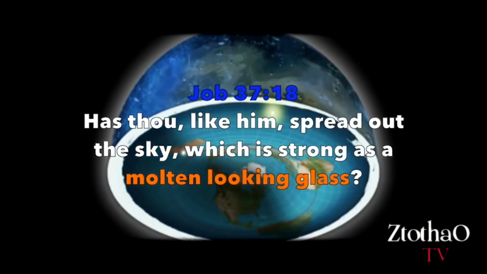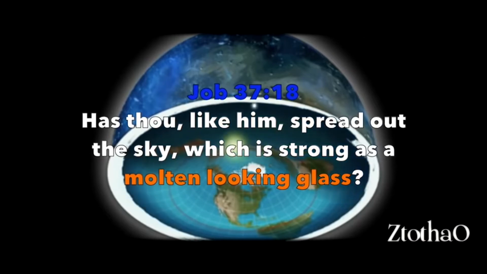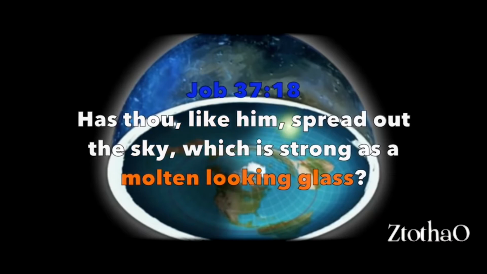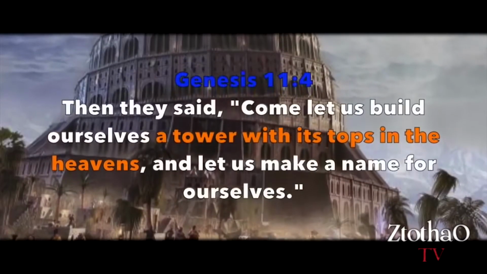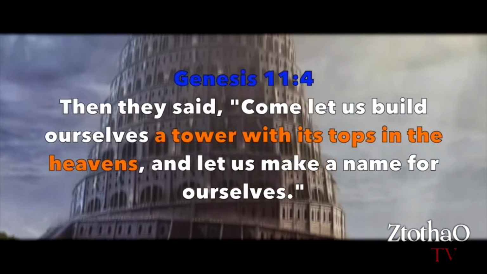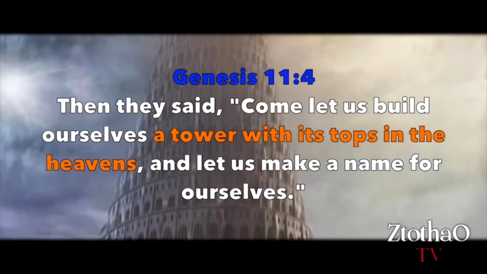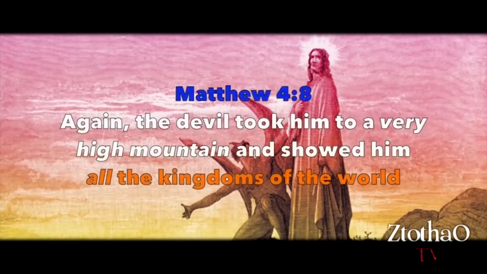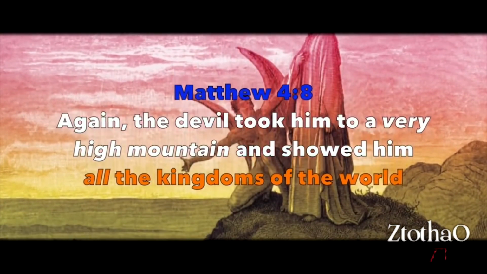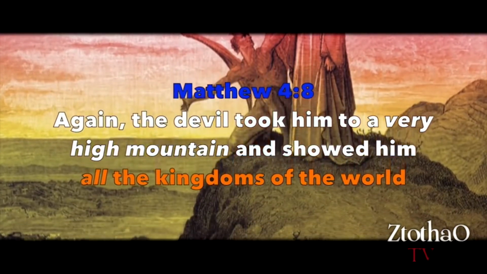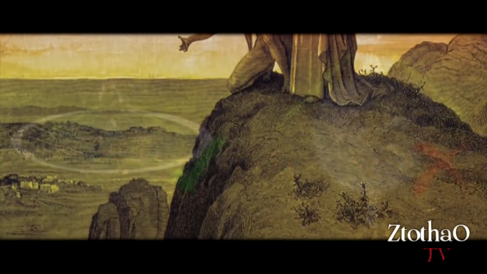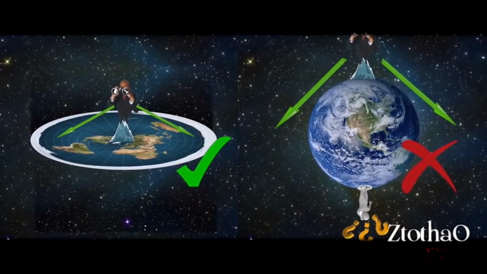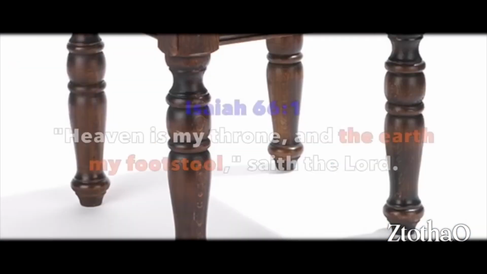Hast thou like him spread out the sky, which is strong, as molten looking glass? The sky is strong. Then they said, come, let us build ourselves a tower with its tops to the heaven, and let us make a name for ourselves. Genesis 11:4. Again, the devil took him to a very high mountain and showed him all the kingdoms of the world. Matthew 4:8. How is this possible? On a spinning ball, flying through space.